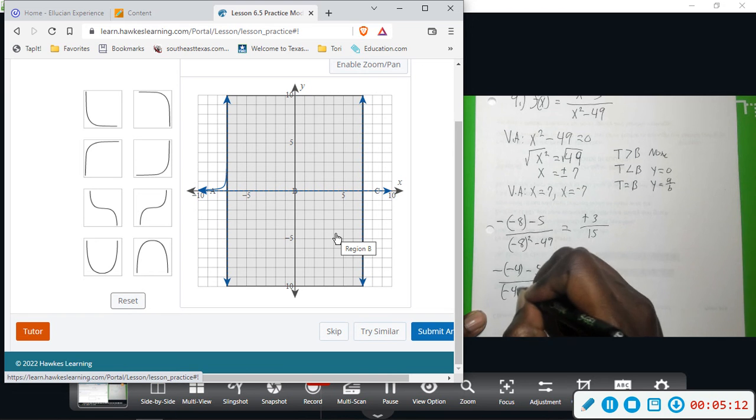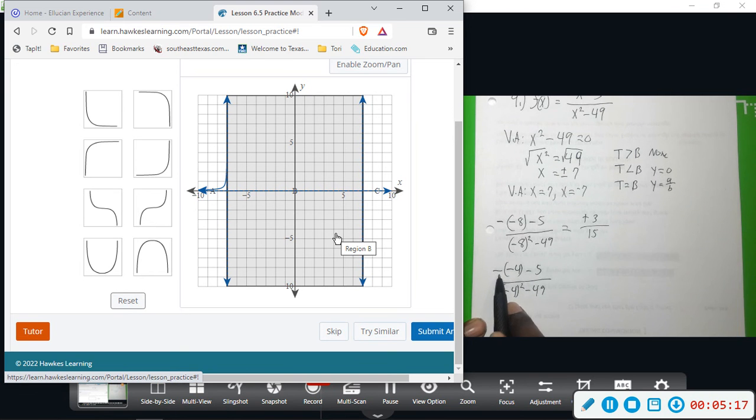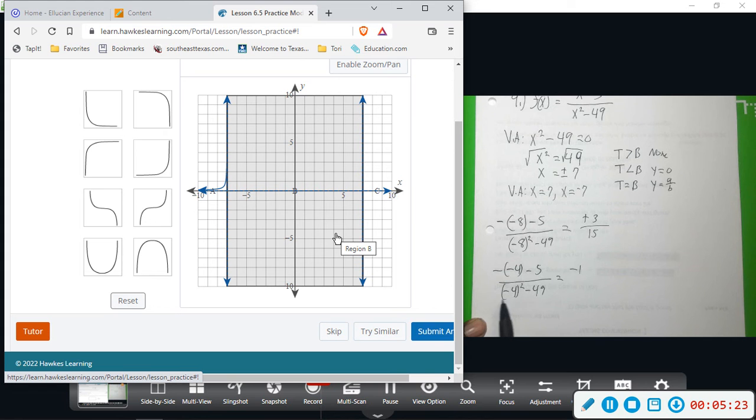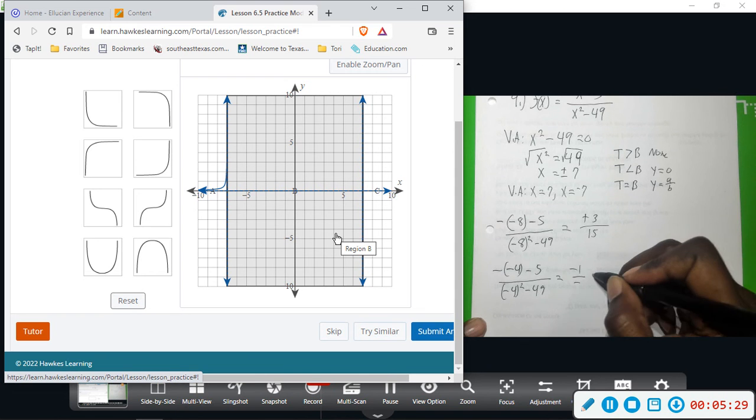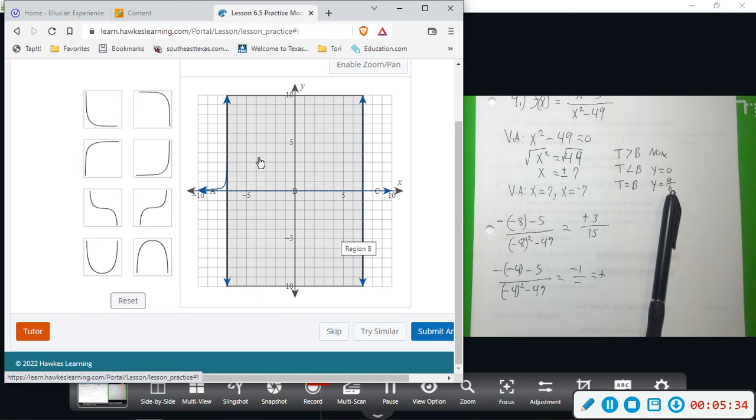Negative 4 squared minus 49. So if I plug in negative 4, this will become a positive 4, but minus 5, that will give me a negative 1. Alright, this will give me a positive 16, but subtract that, that will also give me a negative. So negative divided by negative gives me a positive number.